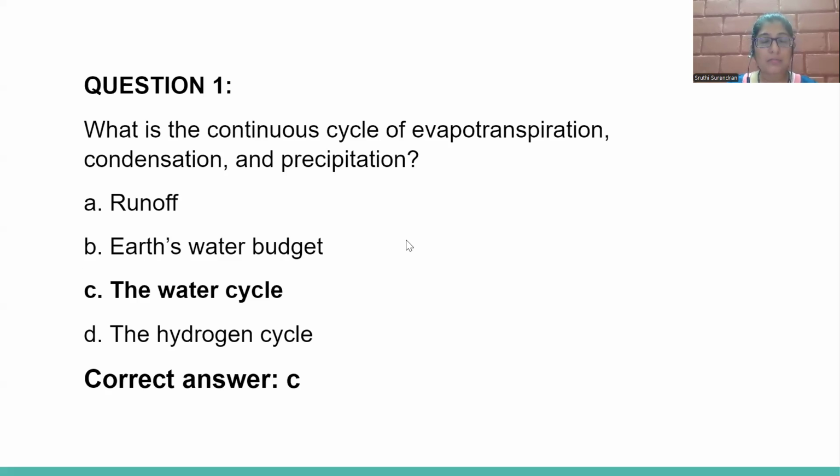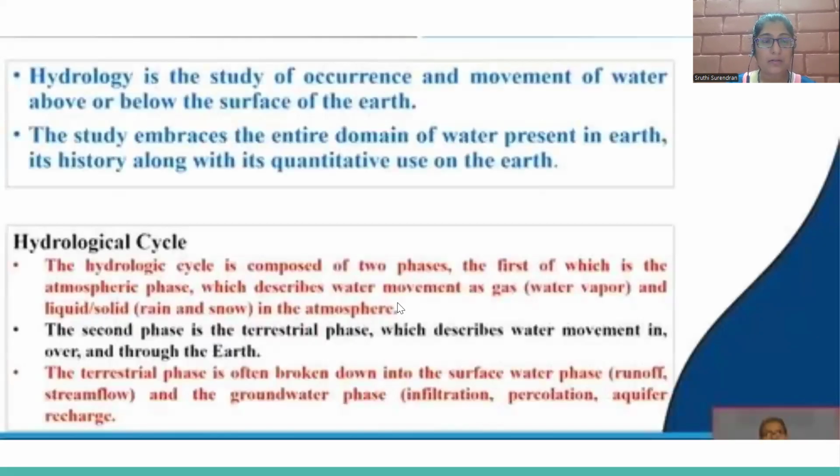Let's know briefly about these terms: the continuous cycle, what is evapotranspiration, condensation, precipitation, and what is this water cycle. This availability and management of groundwater resources is a subject dealing majorly with a component of the hydrological cycle called groundwater.